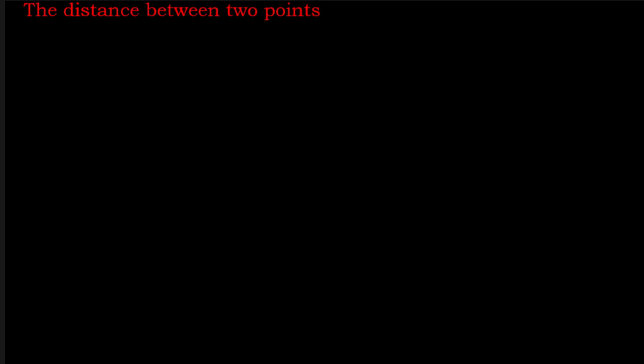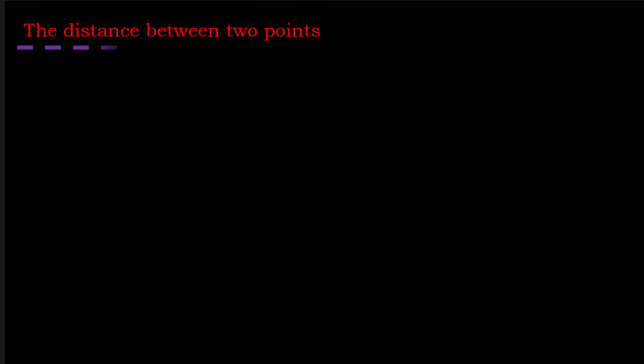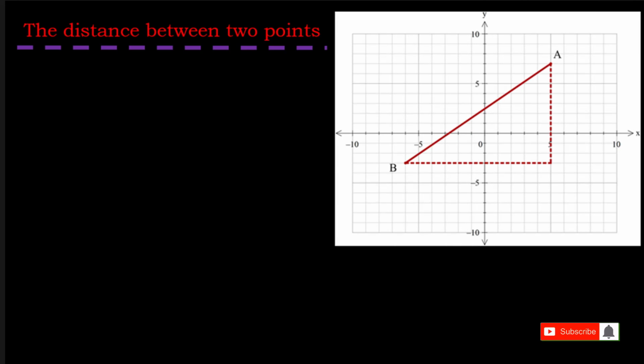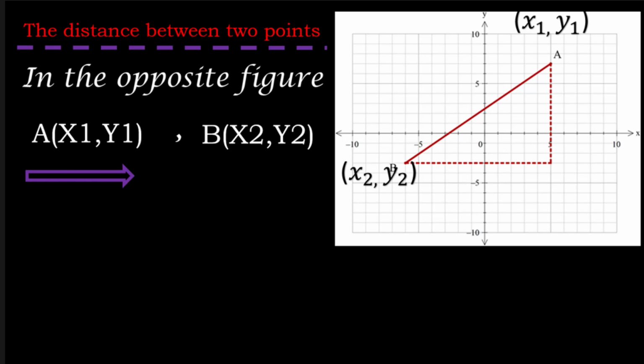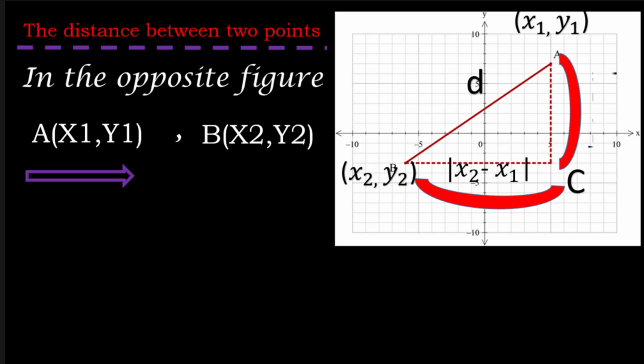Hi guys, our lesson today is about the distance between 2 points. If we have 2 points A and B and we have the coordinates of A and B, to find the distance between them, let the distance be D. Just apply the Pythagoras theorem on this triangle.